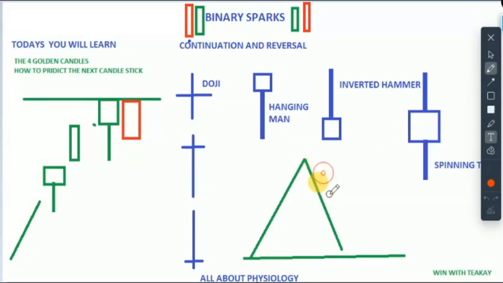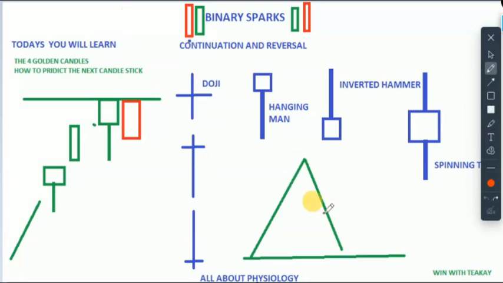Okay. So if we spot a doji over here, we're going to sell. If we spot a hanging man in the middle of this, we're going to sell. If we spot a spinning top anywhere over here, it should be in the middle of the trend, guys. We're going to sell.